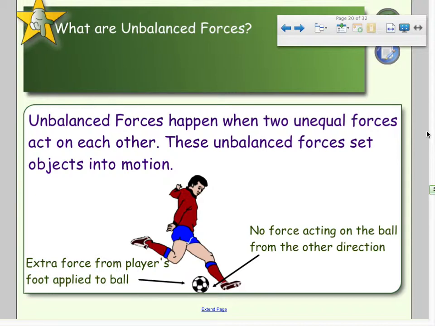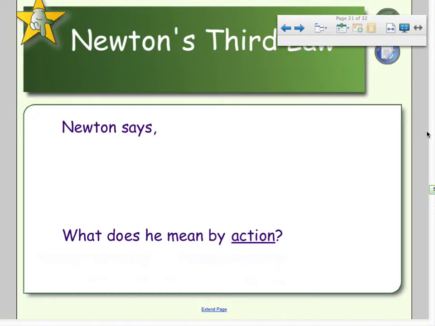When we kick the ball, we are pushing the ball, but the ball is also doing what to our foot? Pushing it back, but is the force strong enough to not move? No. The force is pushing us back, but the force of our foot is stronger, which is why the ball moves in the direction that we want it to go. Any questions? Because that means that the force is not strong enough. So for Newton's third law, what does it say? What is Newton's third law?